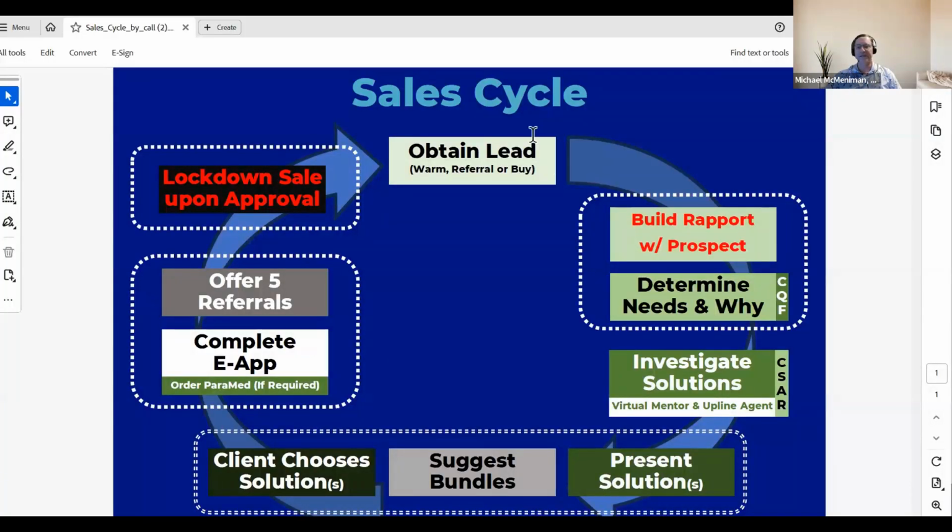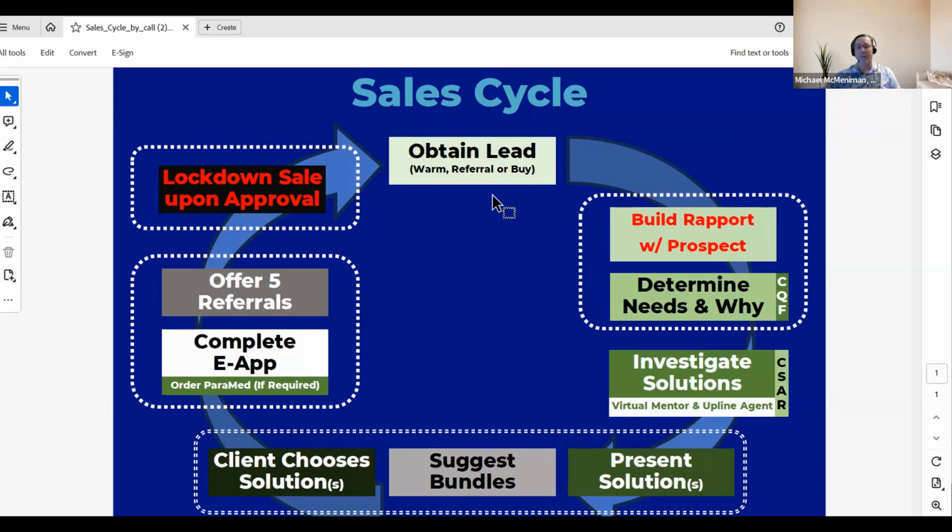Okay, so this is our sales cycle. It's fairly simple. This is our basic sales cycle. The first thing you have to do is get a lead. Now you can buy them, you can get them from a mom group perhaps, or you can get them because somebody in the mom group knew somebody. The bottom line is you have to get a lead.